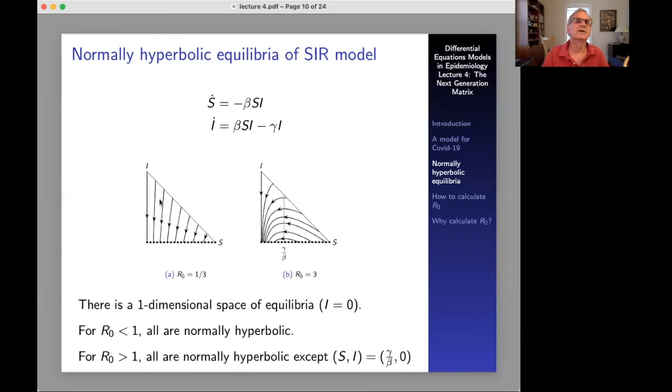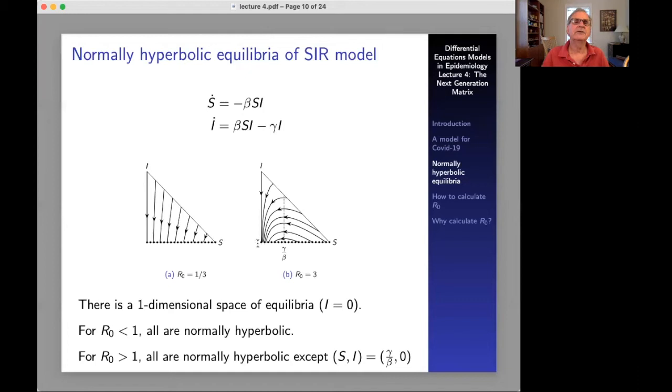There they are. And the union of all these manifolds, the dimension is 1 for the space of equilibria, 1 for the dimension of the stable manifolds. 1 plus 1 is 2. Put them all together and you get a two-dimensional set, an open set in the plane. For R naught bigger than 1, it's not true that all the equilibria are normally hyperbolic. They are all normally hyperbolic except the equilibrium at S equals gamma over beta. To the right, their other eigenvalue is positive.